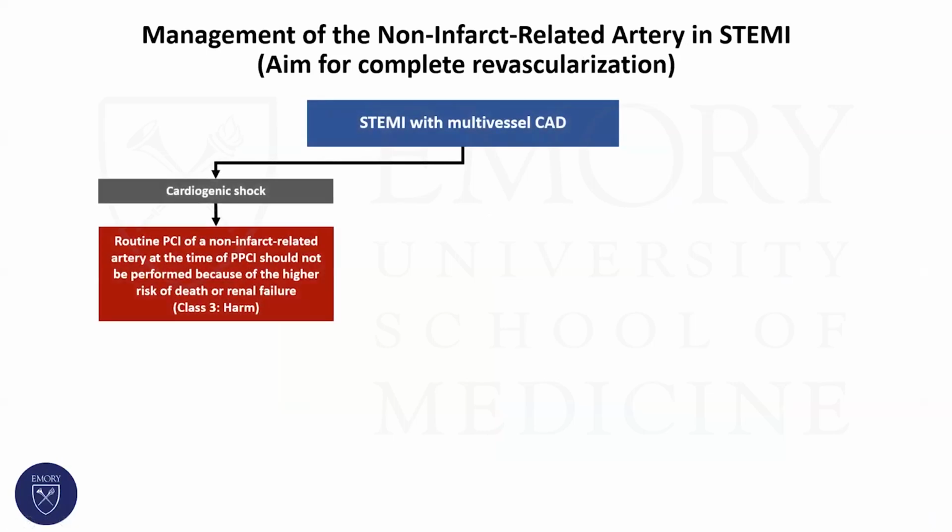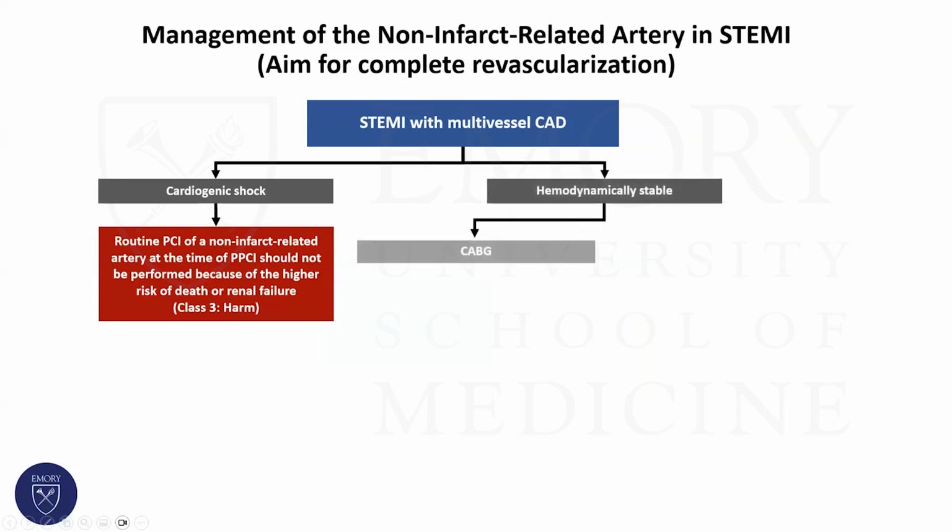So, management of non-culprit artery disease, we tried both for STEMI and non-STEMI. We made a recommendation in this document to aim for complete revascularization. So, in STEMI with multivessel disease and cardiogenic shock, perform primary PCI to the culprit vessel only. Do not perform it on the non-culprit vessel at the time of primary PCI because of the high risk of death or renal failure. That's a class 3.